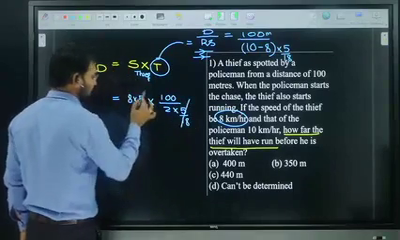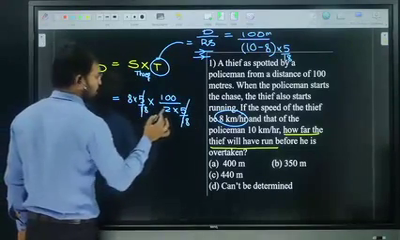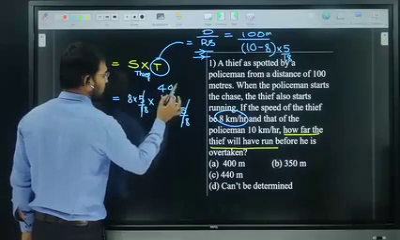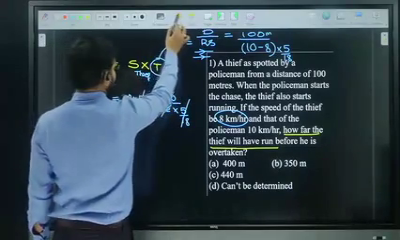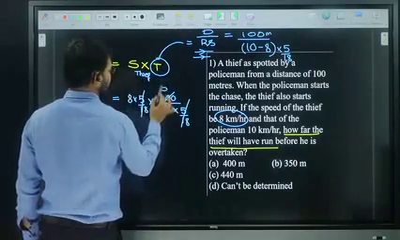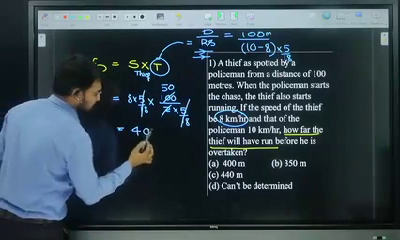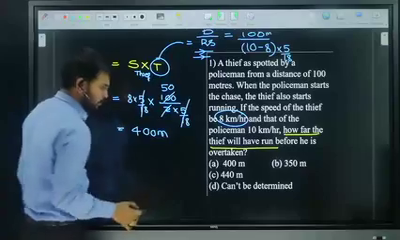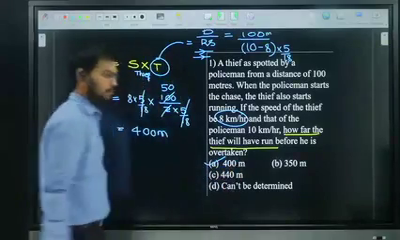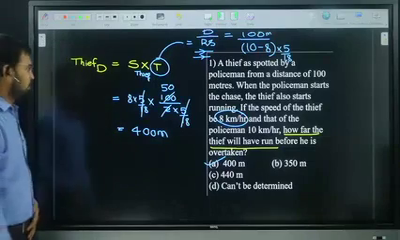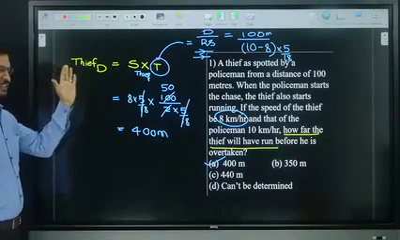5 by 18 and 5 by 18 get cancelled. So 2 ones are 2, 50s are 50. So 50 into 8 is how much? 400 meters. Your answer is 400 meters. All of you understood? Very good. So here they're asking the thief's distance.